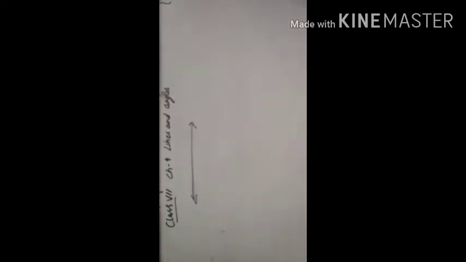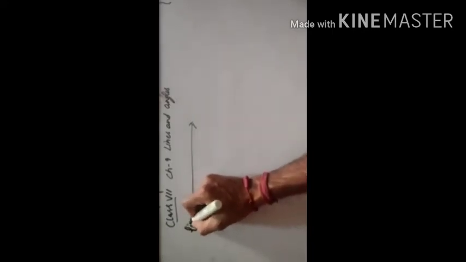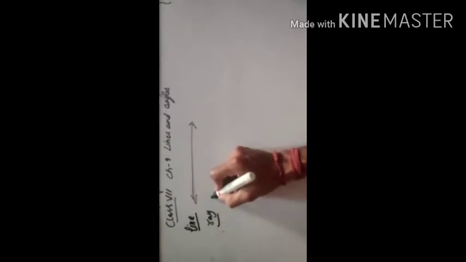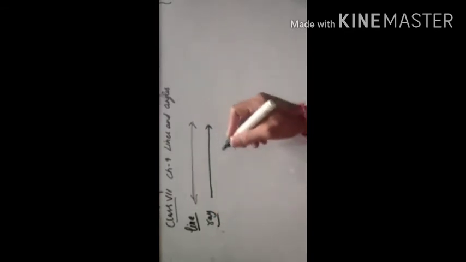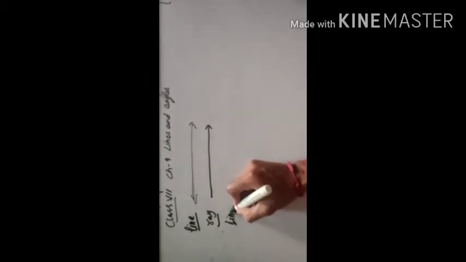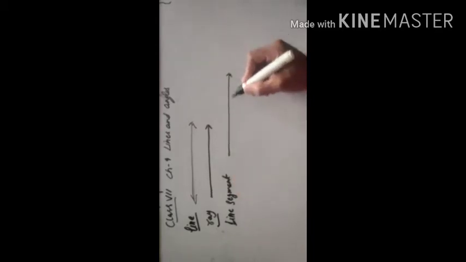First, what is a line? A line has no endpoints. It is endless on both sides. A ray has one endpoint, and one side is endless. And a line segment is a part of a line.